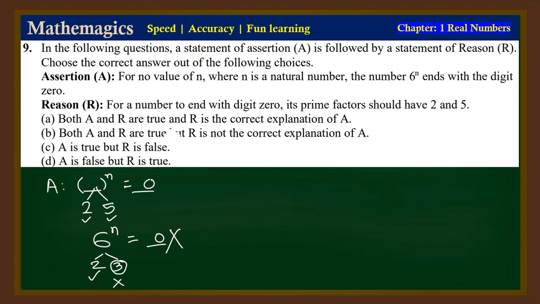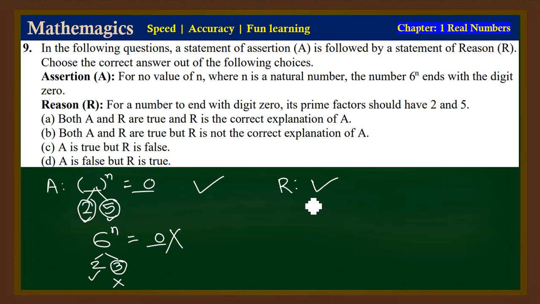So the question is saying that for no value of n it will end with 0. It means the assertion is correct, as the assertion itself says that it will not end with the digit 0. So A is correct. Now what is the reason? The reason says that for a number to end with a digit 0, its prime factors should be 2 and 5. I have already discussed that the prime factors should be 2 and 5. That is verified, so the reason is also correct.